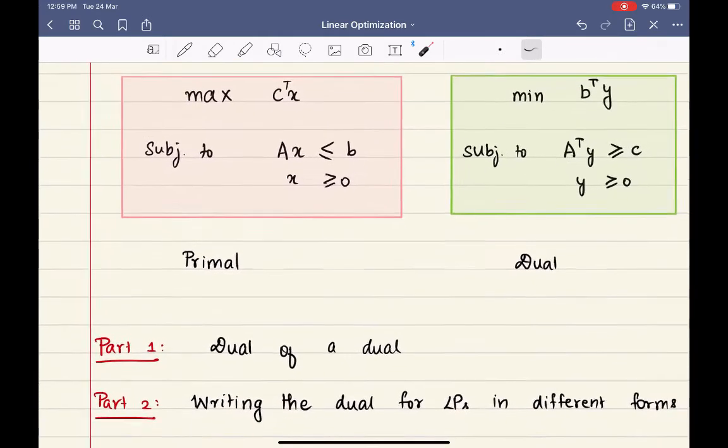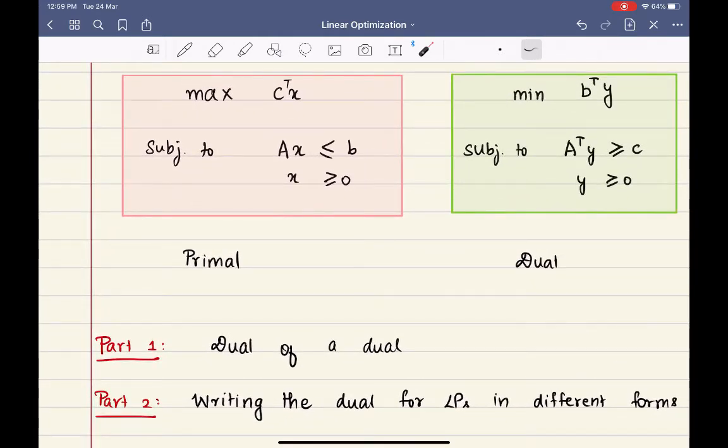In this lecture, we will see two things. If I start with the dual LP as a primal, what would its dual be? That is part 1. And in part 2, we will consider different forms for the primal. Suppose we start with a primal not in this particular form. How can we write the dual without having to explicitly write it back to this form? We will see some shortcuts to write the dual. So that is part 2.